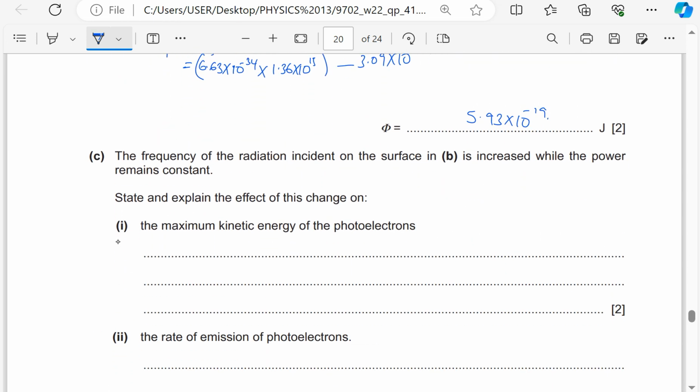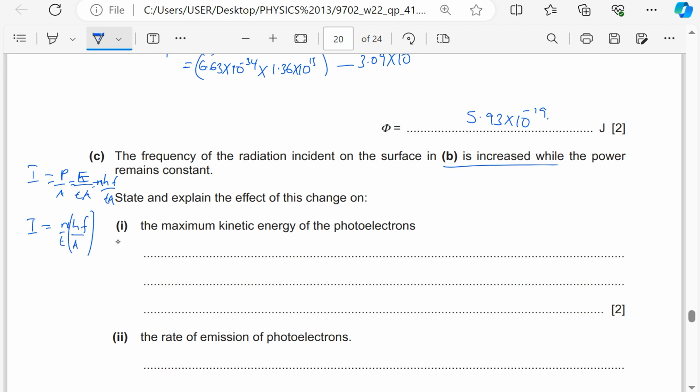The frequency of the radiation incident on the surface in B is increased. So they are increasing the frequency while the power is constant. Remember, intensity is equal to power per unit area, which is energy over time, then over A. Energy is hf times the number of photons. So the intensity is equal to N hf over T, over area.